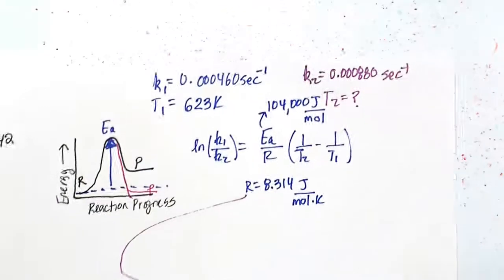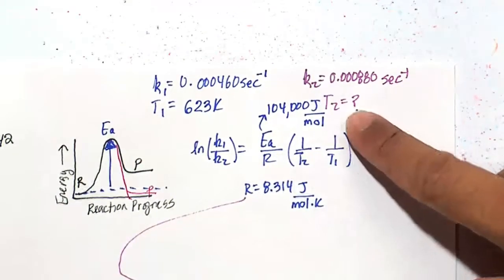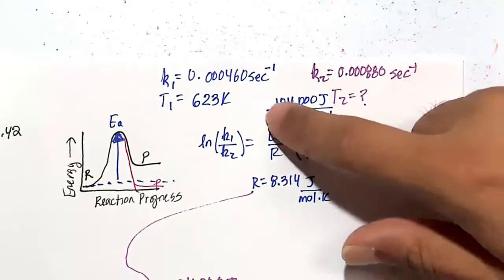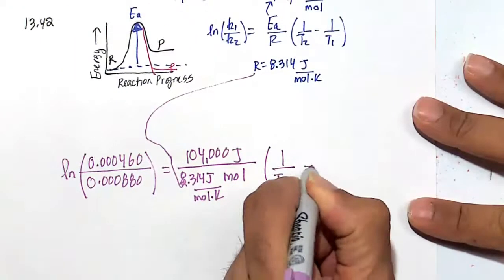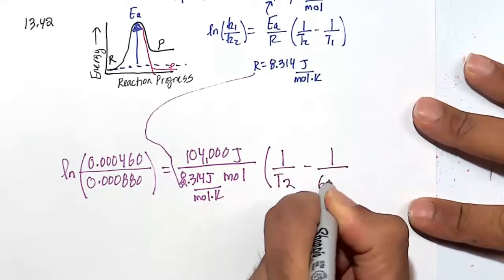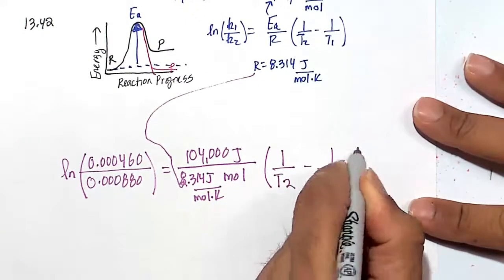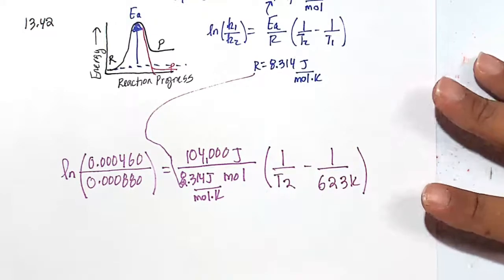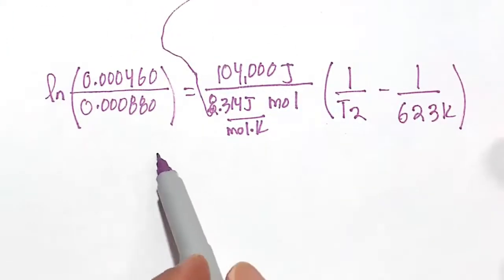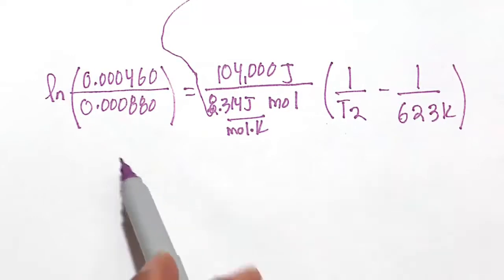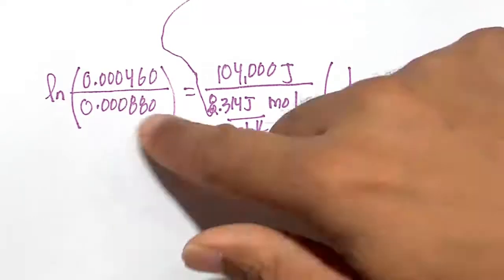But for this specific problem, it's temperature. Our temperature is obviously going to be in units of Kelvin, which is what we have to solve for, minus 1 over T1, which is 623 Kelvin. This seems like a mathematical nightmare, but we can piece through this bit by bit. First of all, I'm going to calculate the natural log of this thing.